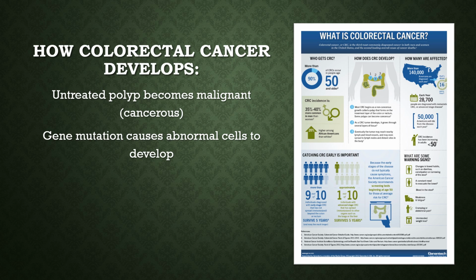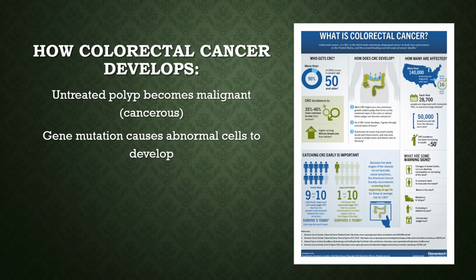Now, colorectal cancer develops in one of two ways. First, the person may have a polyp that they don't know about that goes untreated and eventually becomes malignant. Finding polyps doesn't necessarily mean the person has colorectal cancer. It just means that they are at risk of developing it and need to be watched more closely.